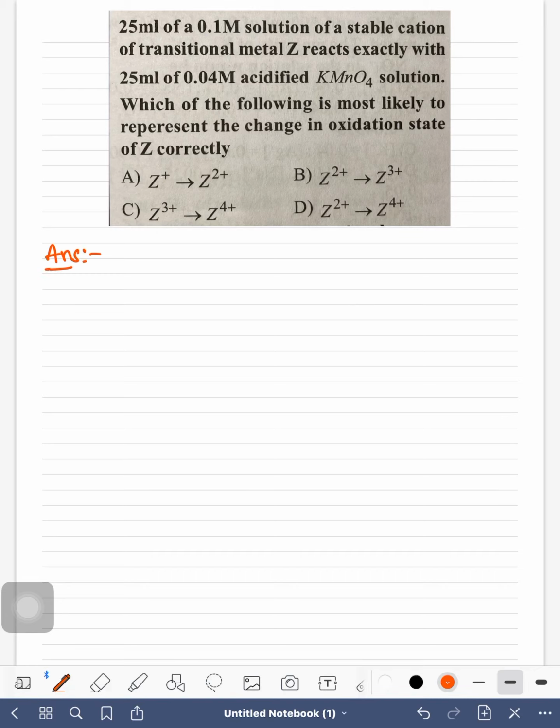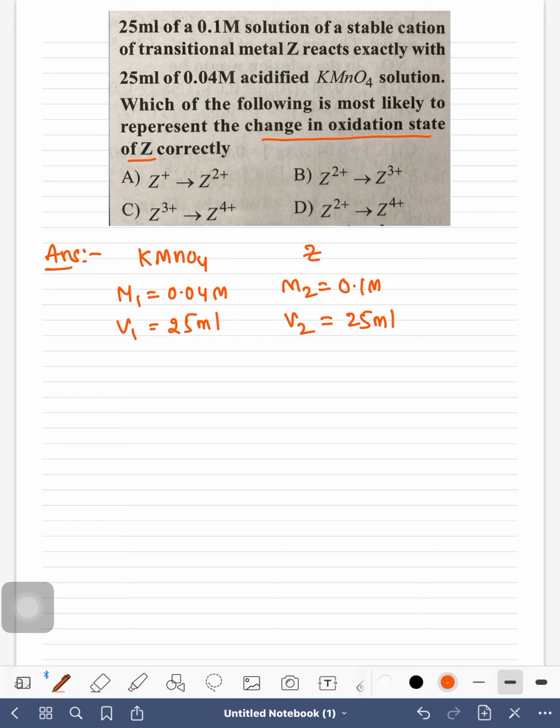Here is a titration between KMnO4 and Z. Molarity of KMnO4 is M1 equals 0.04 molar, volume is 25 ml. Now for transition element Z, molarity M2 equals 0.1 molar, volume V2 equals 25 ml. We want the change in oxidation state.